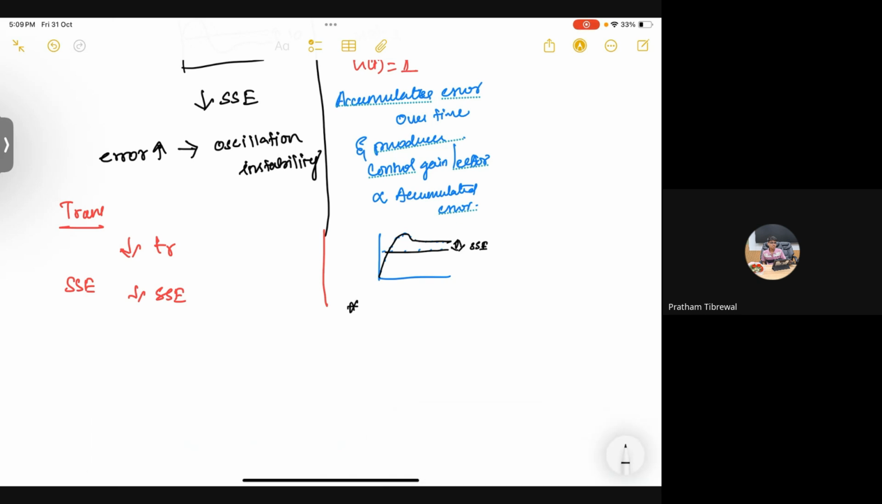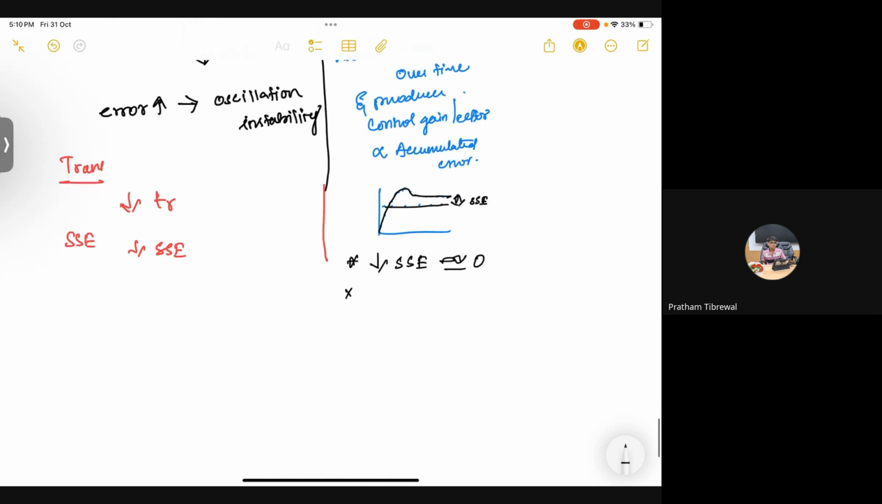This integral action will bring down the steady state error to zero more definitely than the proportional controller, because it is accumulating the error over time, right? So it keeps track of the history of error that has occurred in the past also. So it is going to change accordingly, not just based on that moment or that constant error. So it also improves disturbance rejection.